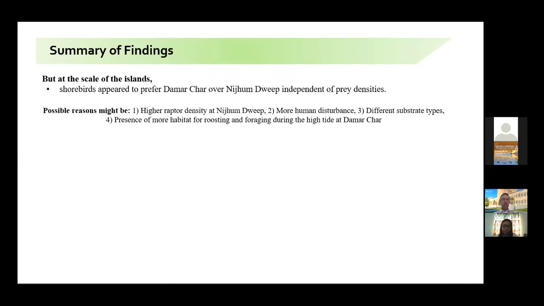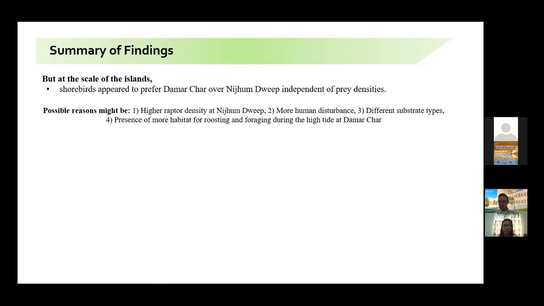But at the scale of the island level, we found that shorebirds appear to prefer the Domature over Nejomdir, independent of prey density. The possible reasons might be higher raptor density at Nejomdir, as it is densely populated, and also the fishermen use this site for intertidal fishing during this winter period. So the raptor density is higher on this island compared to the other one. And another reason I highlighted before is more human disturbance and different substrate types as well.